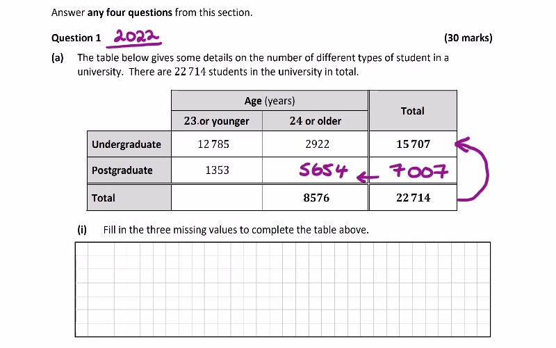Just take your time, double check all your answers. These two added together, going down this way: 12,785 and 1353 is 14,138. And does 14,138 and 8576 add up to 22,714? Just checking on your calculator, it does. So this is part A, nice easy start.